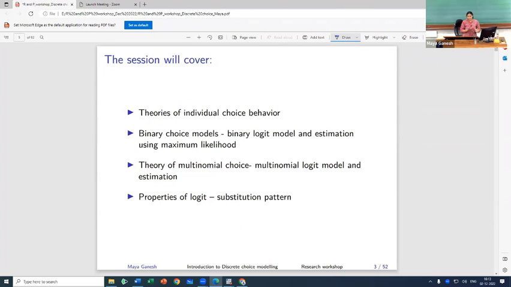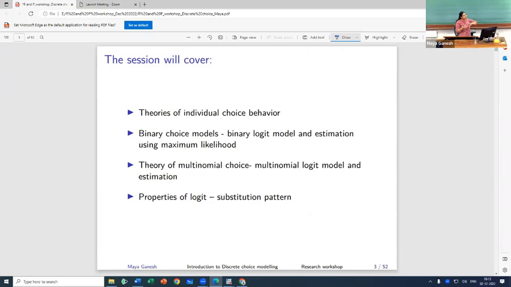So for the next 2 hours or so, we will be talking about these multiple theories of individual choice behavior. And once we come down to what is that theory of behavior which is able to explain why human beings are making a choice, we will start slow, we'll start simple. We'll just look at binary choice, where I just have to make a decision where there are just 2 alternatives for me. And then we will look at something called a binary logit model.